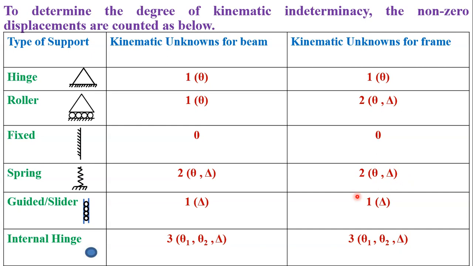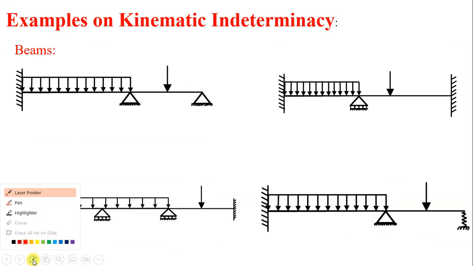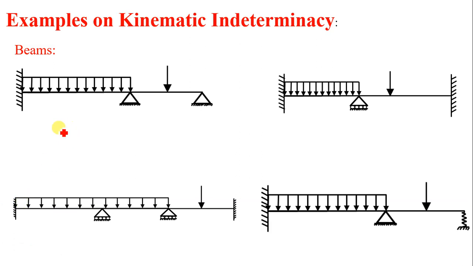In case of a guided support or slider, it offers a single degree of freedom in case of a beam, that is translation in the vertical direction if it is provided like this, and in case of a frame again a single degree of freedom, that is translation. An internal hinge, if inserted in a beam, offers 3 degrees of freedom, 2 rotations and 1 translation. Again in case of a frame, it offers 2 rotations and 1 translation. Now let us discuss different types of beams and how to calculate degrees of freedom.